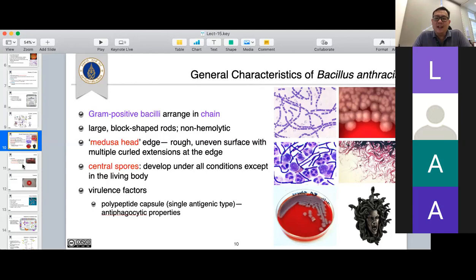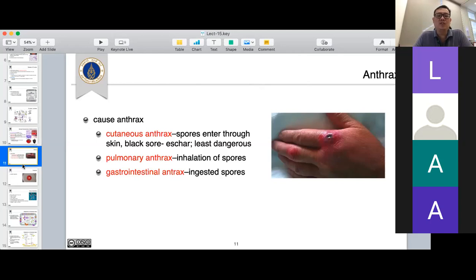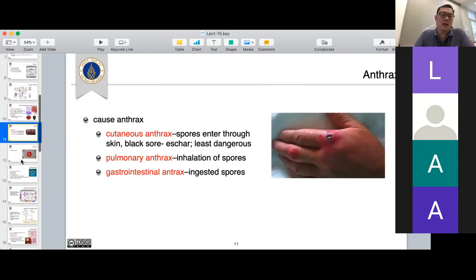Of course, Bacillus anthracis causes anthrax, okay? Anthrax can be cutaneous anthrax, infecting the skin, and pulmonary anthrax, infecting the respiratory tract. It can also infect the GI tract; we call it gastrointestinal anthrax, because you get contaminated spores by ingestion. Pulmonary anthrax you get by inhalation, and then it localizes in the throat and also the respiratory tract, trachea, bronchi.